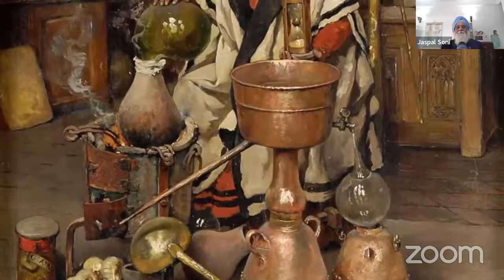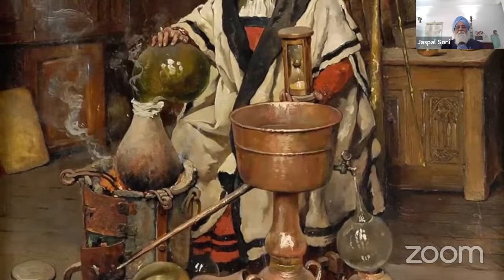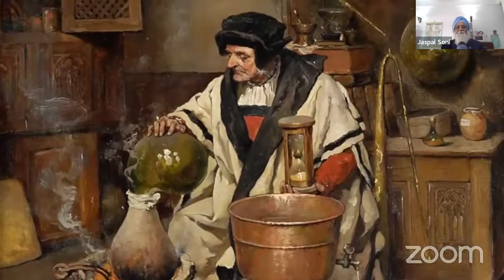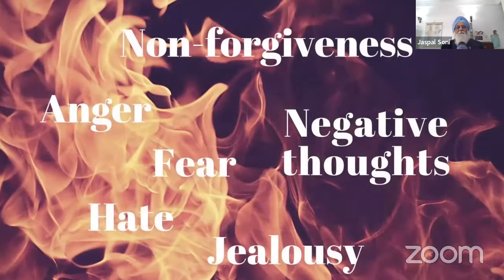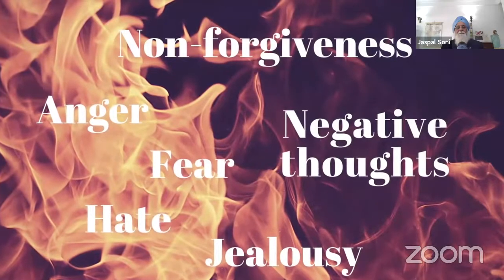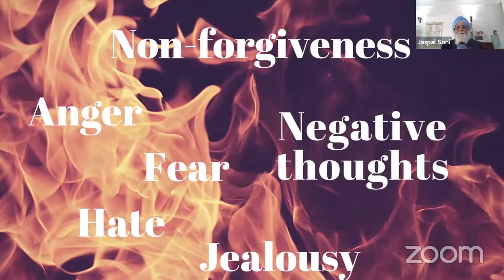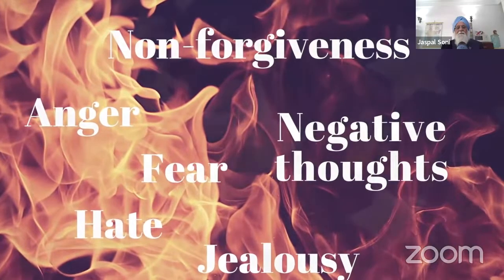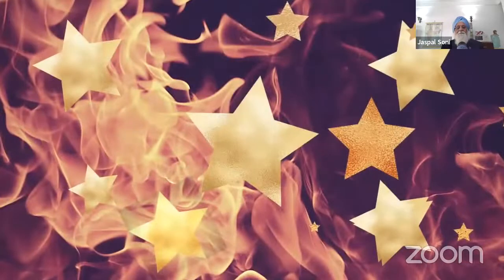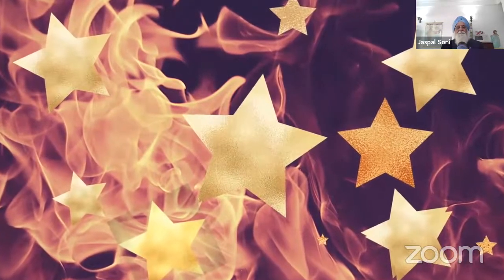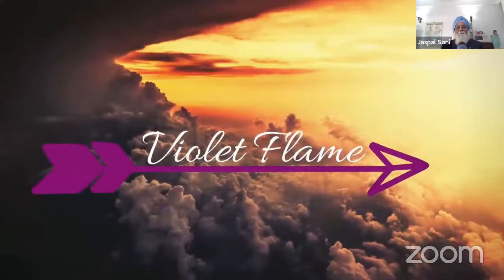To transmute something means to change it from one state to another. The alchemists in ancient times tried to transmute base metals like lead into gold. Spiritually speaking, this is what the violet flame does. It transmutes the lead and the base elements of our being, such as our anger, our fear, our non-forgiveness, our negative karma, our negative thoughts and emotions, and it transmutes or changes all that negative energy into positive energy, or the gold of the spirit. So the violet flame changes negative energy into positive energy. It's an aspect of the Holy Spirit.